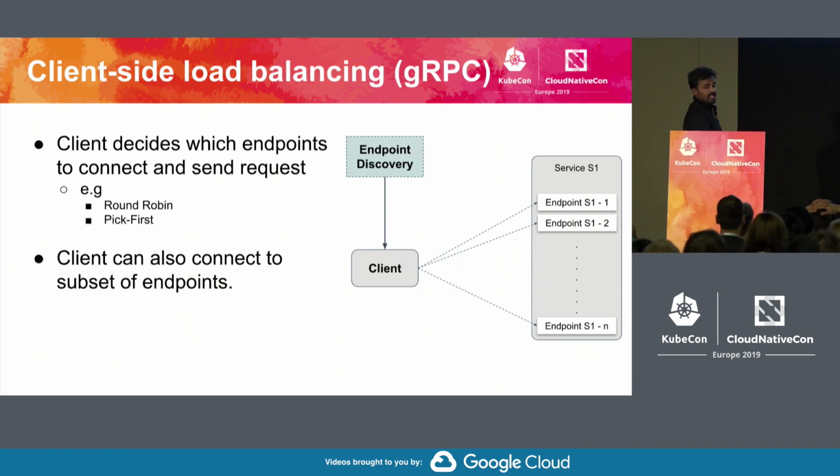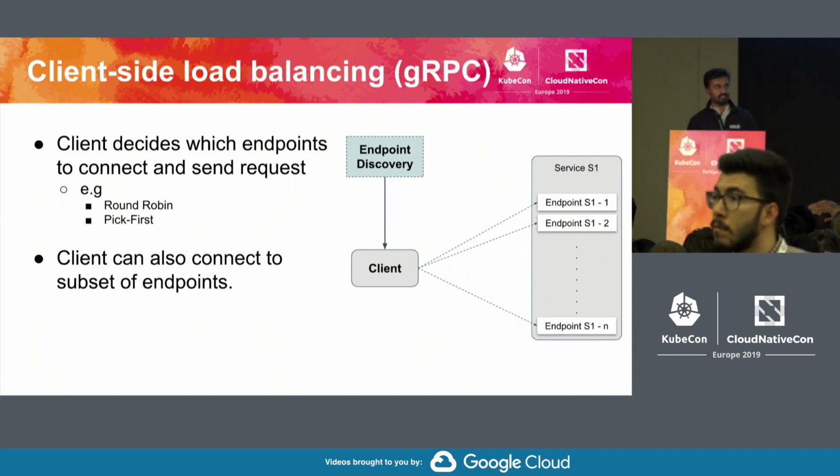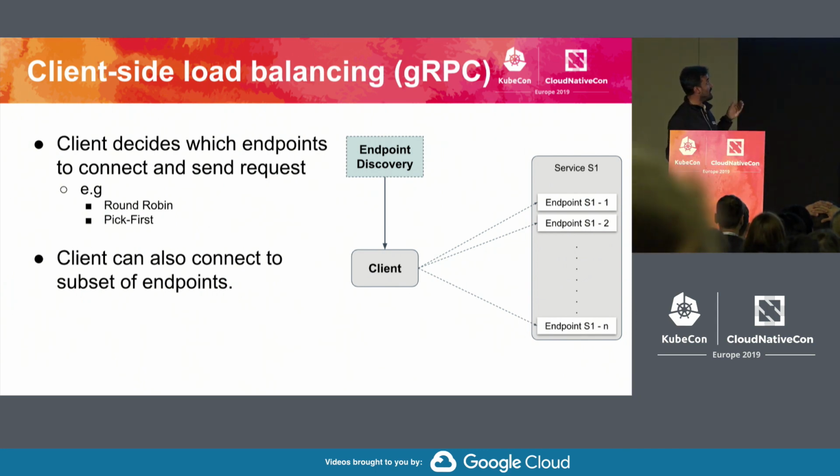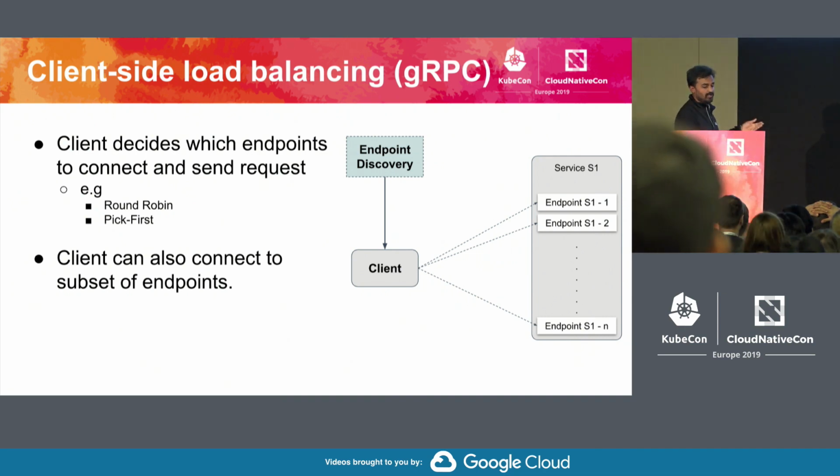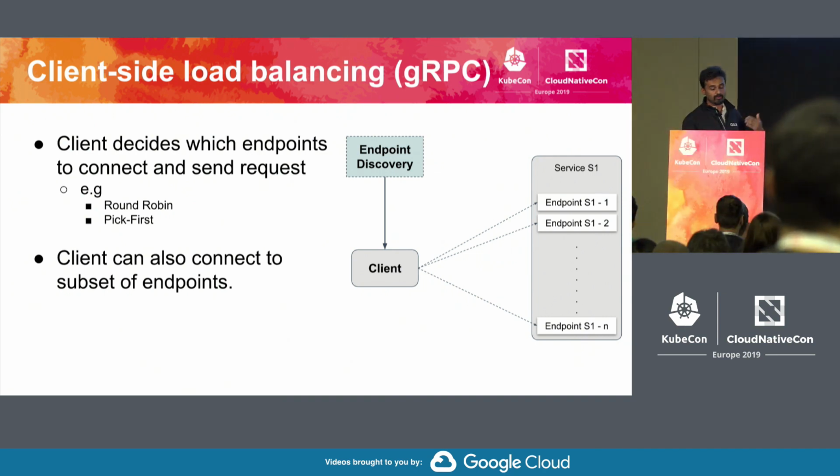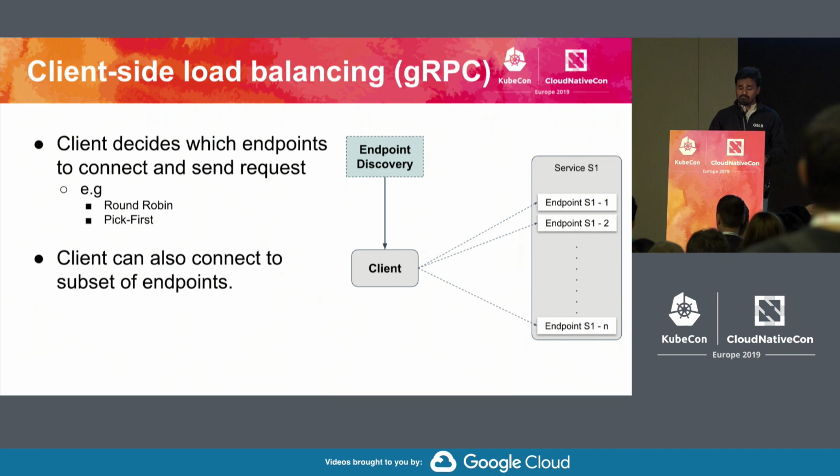So let's briefly look at client-side load balancing in gRPC. In gRPC, we have two load balancing algorithms, which are round robin and pick first, which basically pick a set of backends or a single backend based on the discovery or the resolution of those endpoints. Based on the load balancing policy, the client can decide to pick one endpoint and just use that endpoint for all its requests, or round robin over all the endpoints that it has received. Optionally, the client can also connect to a subset of endpoints.